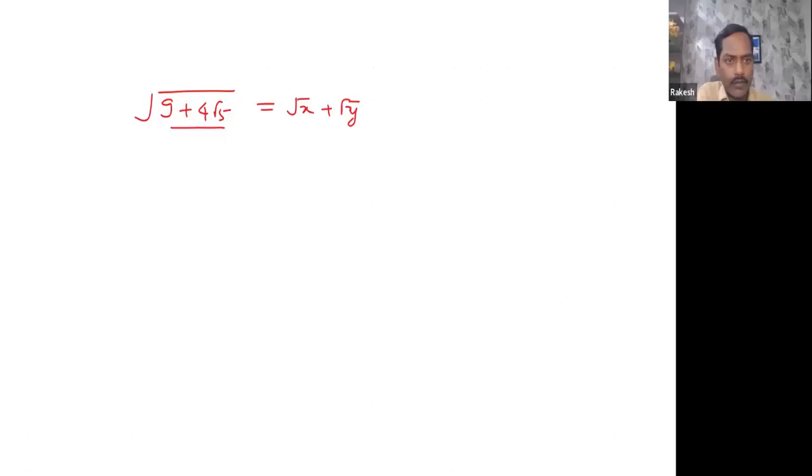Now, I want to get rid of this under root portion. So squaring both the sides. On squaring both the sides, of course, the under root portion will vanish. And this will be under root of x plus under root of y whole square. Right? This is a plus b whole square. Under root of x whole square is x. Under root of y whole square is y. Plus 2 times under root of x into under root of y will make it this. This is 9 plus 4 root of 5.